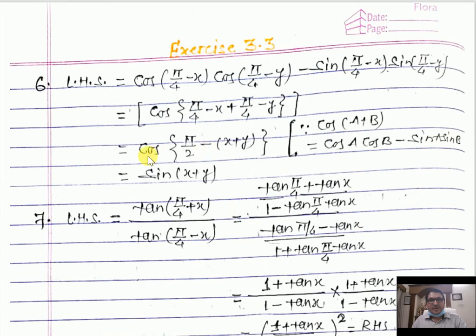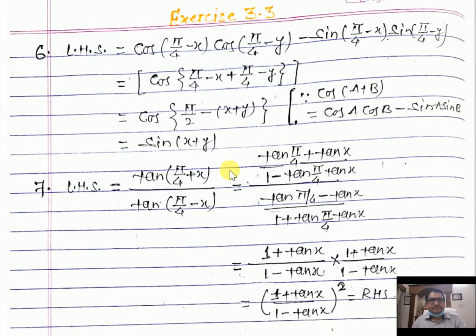So you can apply the formula cos(90 − θ). Cos(90 − θ) is what? Sin θ. So sin(x + y). One more formula you can apply: you can multiply with half and then 2, so 2 cos a cos b you can apply, but this one is easier.